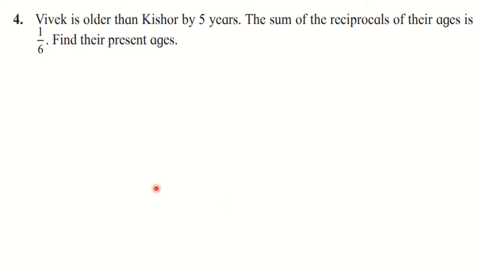Question number 4 I am taking now. Vivek is older than Kishore by 5 years. The sum of reciprocals of their ages is 1 upon 6. Find their present age.